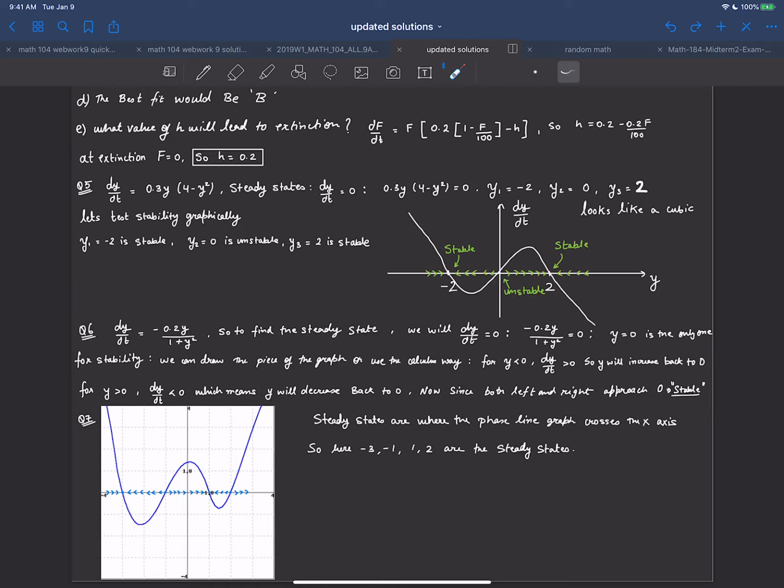If you don't get this one, it's completely okay. You can again sketch this graph in Desmos and see the same test analysis with little arrows and get it from there. Okay, question 7, they already gave you a phase line diagram.